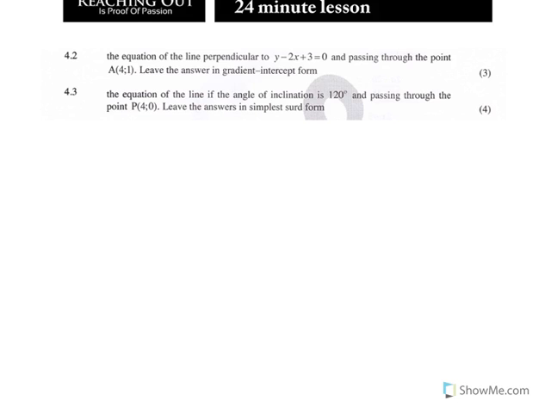Now question 4.3 says determine the equation of the line if the angle of inclination is 120. So the equation of the line, which has an angle of inclination of 120 and passes through another point P. Now leave your answer in simplest surd form.